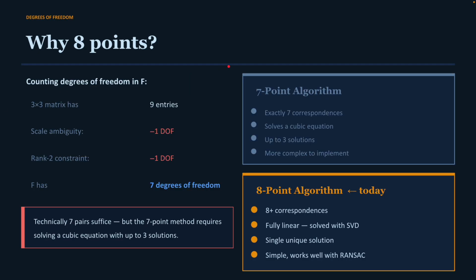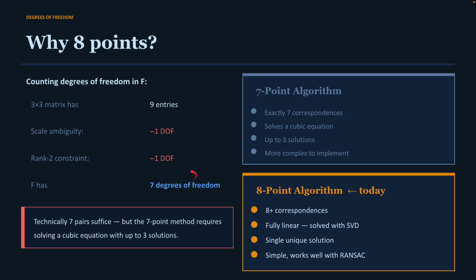So F is a 3x3 matrix. That means there are 9 entries, but it's defined up to scale. Since F works, any scalar multiple of F also satisfies x prime transpose kF x equals k times 0 equals 0. That removes 1 degree of freedom, and the rank 2 constraint removes another. So F has 7 actual degrees of freedom.